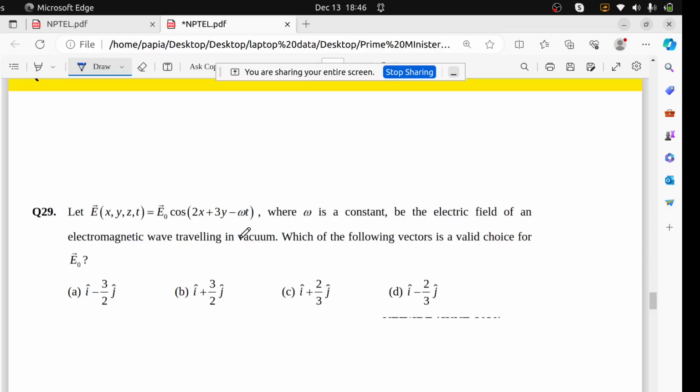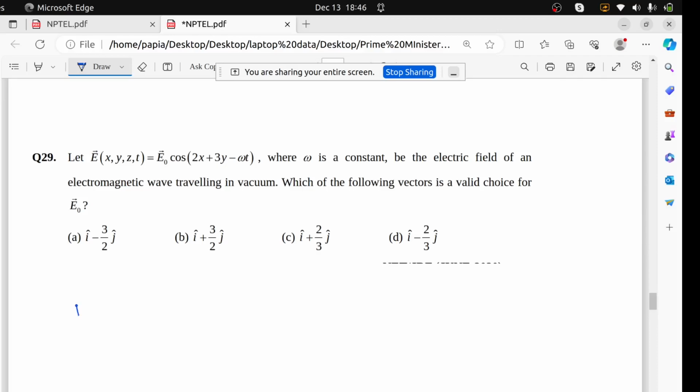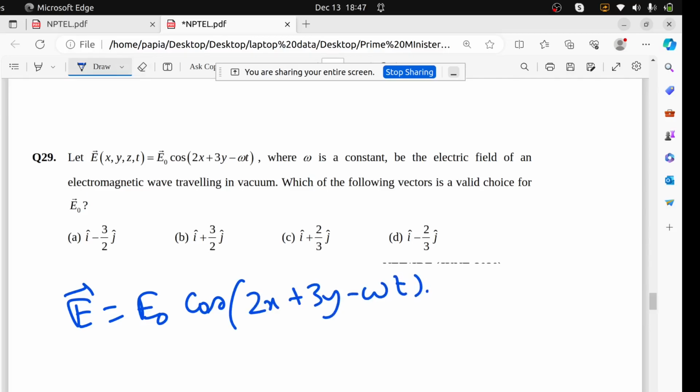Actually, this is not exactly from mathematical physics. This is from the electromagnetic wave traveling question. But yeah, we can also put it in a mathematical physics question. See that question number 29. So here, E is this one. Which of the following vectors is a valid choice for E? So how to do that? E vector is E0 cos 2x plus 3y minus omega t.